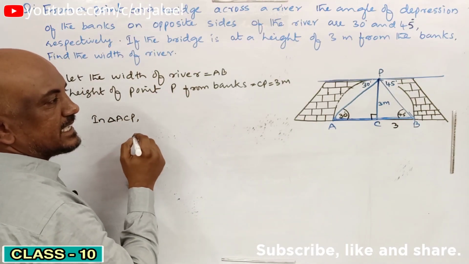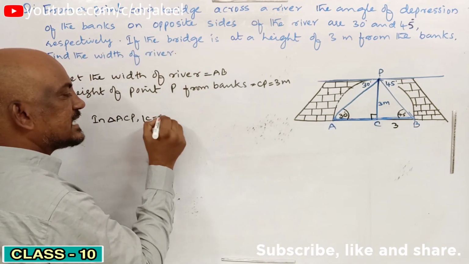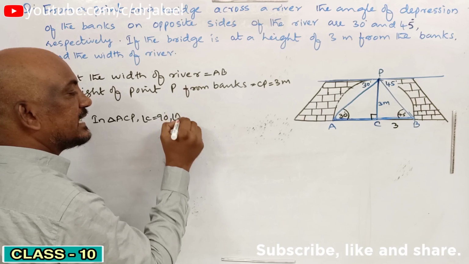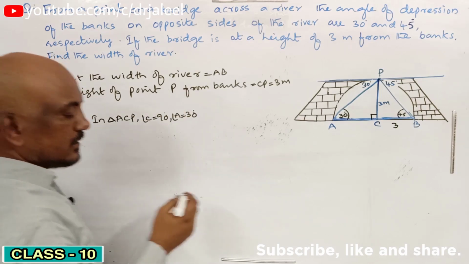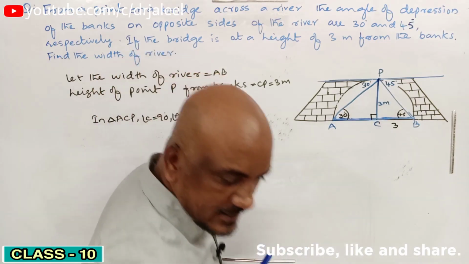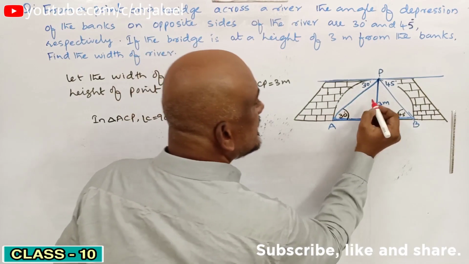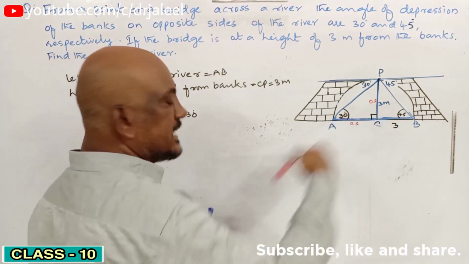ACP. What is 90 degrees here? C is 90 degrees and A is 30. Angle C is 90 degrees and angle A is 30 degrees. After mentioning it, let's denote the opposite side and the adjacent side. Opposite is given, adjacent you need to find.